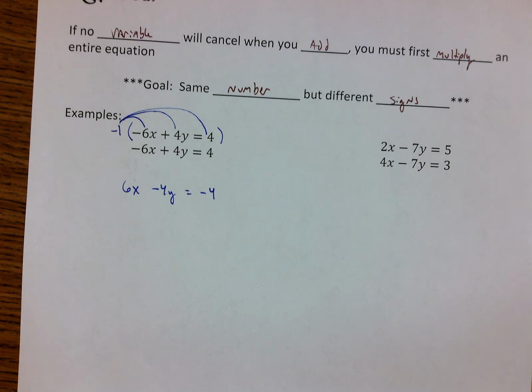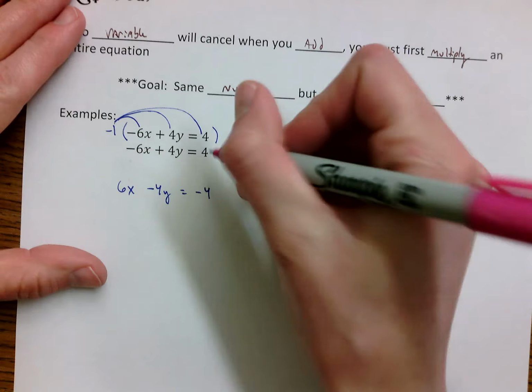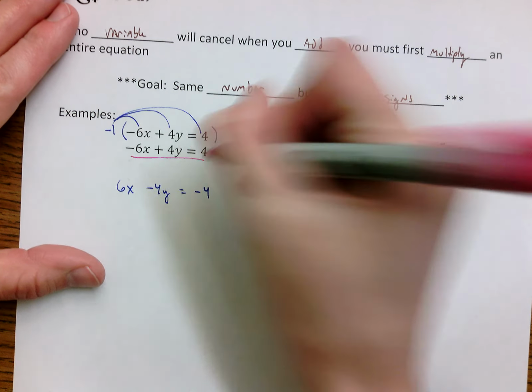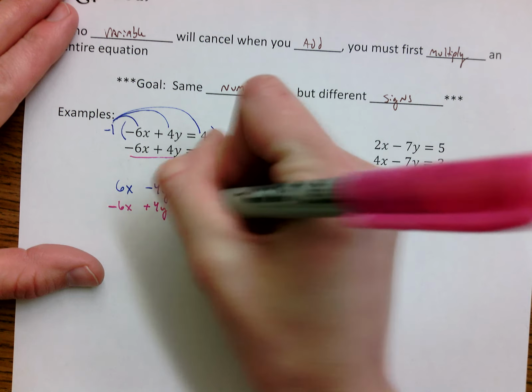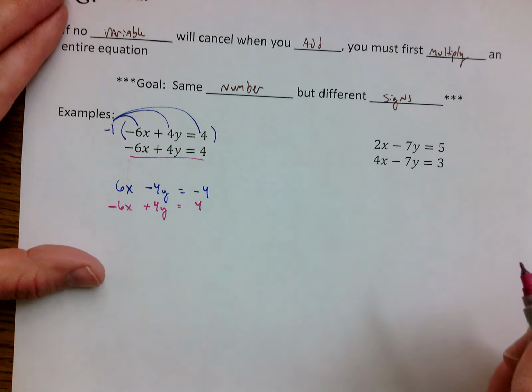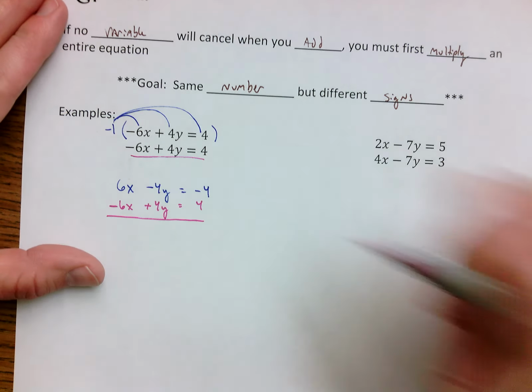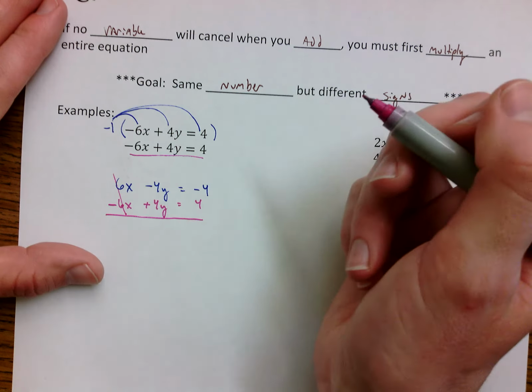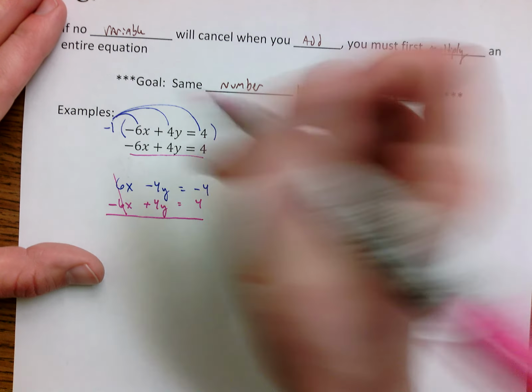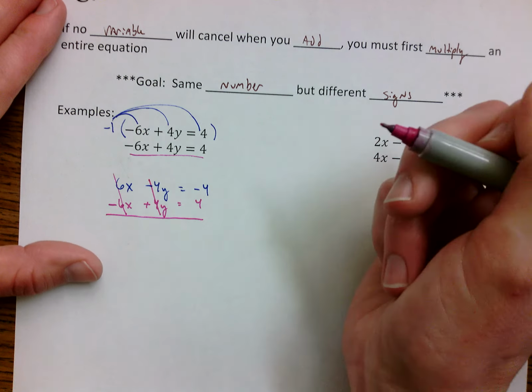All right, and then from there, we have them set up right, but they're not lined up. So I'm just going to take the second equation here and recopy it down here so that everything's nice and lined up. And then just like normal, we're going to add, right? So 6x and -6x, those cancel each other out. And then -4y and +4y, those cancel each other out too.